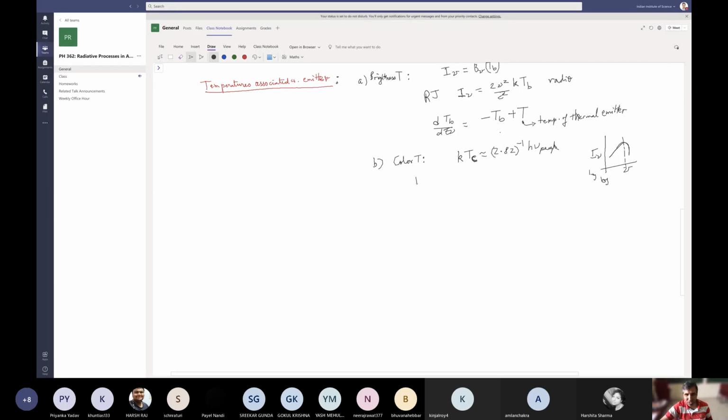Color temperature is based on the frequency spectrum, basically, specifically the peak.